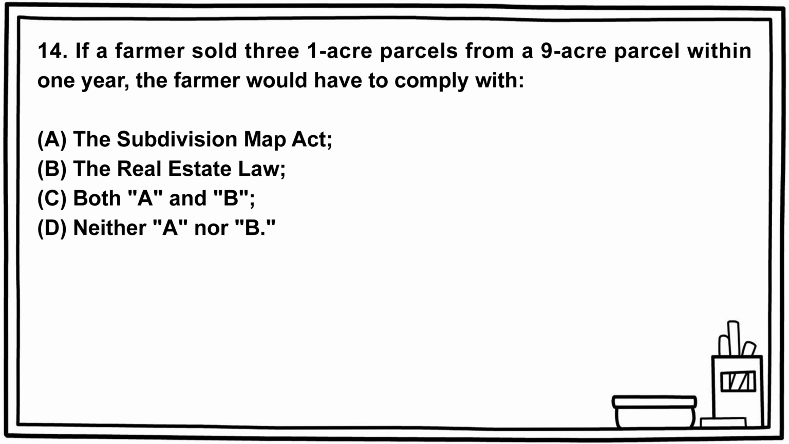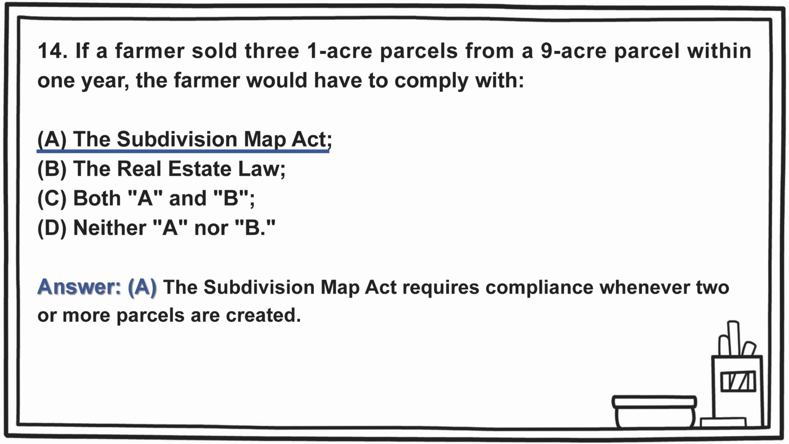If a farmer sold three 1-acre parcels from a 9-acre parcel within 1 year, the farmer would have to comply with A. The Subdivision Map Act. B. The Real Estate Law. C. Both A and B. D. Neither A nor B. Answer, A. The Subdivision Map Act requires compliance whenever 2 or more parcels are created.